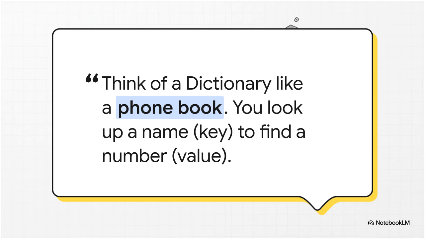And finally, the dictionary. Honestly, this phone book analogy is perfect. With a dictionary, you're not storing things in a particular order. Instead, you store them in pairs, a key and a value. You use the unique key, like a person's name, to instantly look up its value, like their phone number.